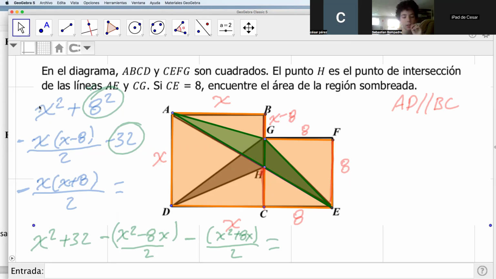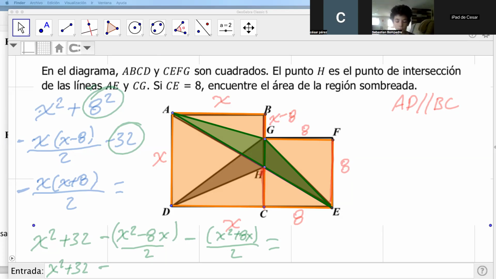Minus x squared. So the area of the shaded region is 32.